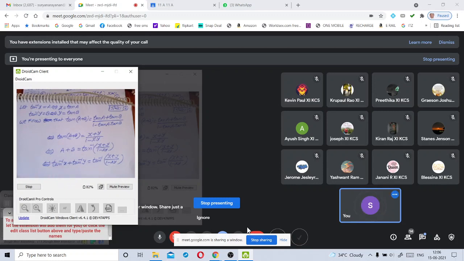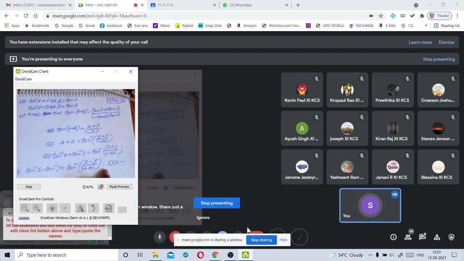Okay, my children. Similarly, we can prove the next property: tan inverse x minus tan inverse y is equal to tan inverse of x minus y by 1 plus xy, where xy is greater than minus 1. This is another property. Okay.